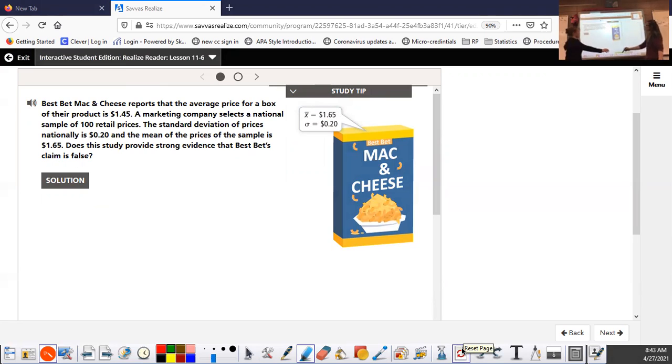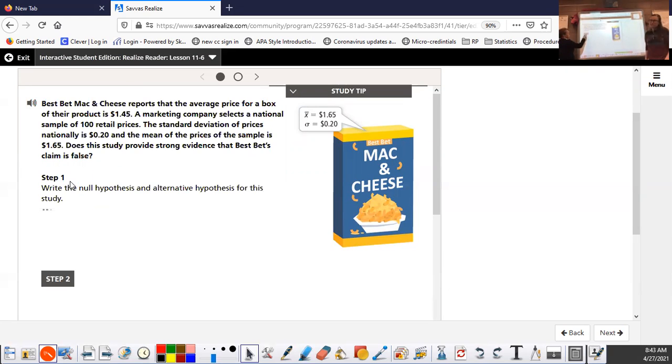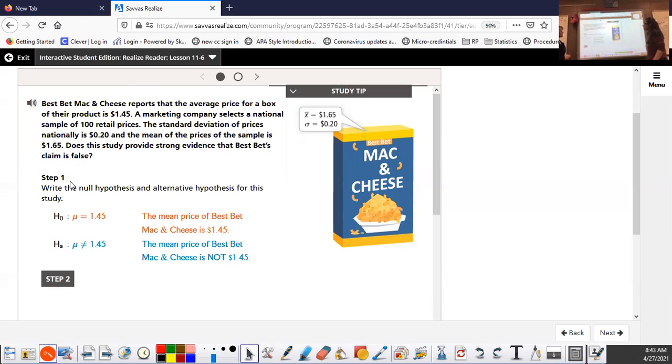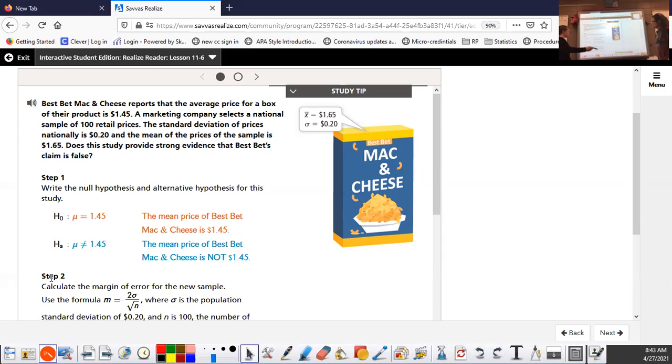So does this study provide strong evidence that Best Bet's claim is false, that their product is $1.45? The null hypothesis means the mean price of Best Bet is $1.45 as they claim. And then the fact that it's not $1.45 would be our alternative hypothesis. So step 1, write the null hypothesis and the alternative hypothesis.